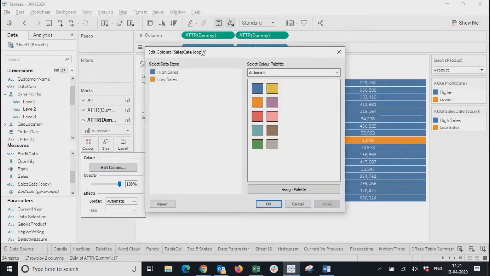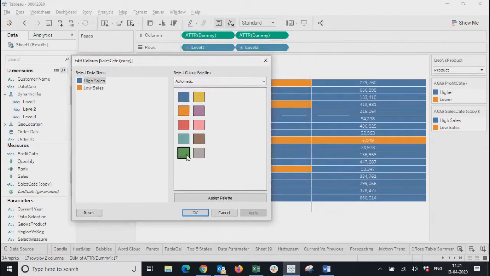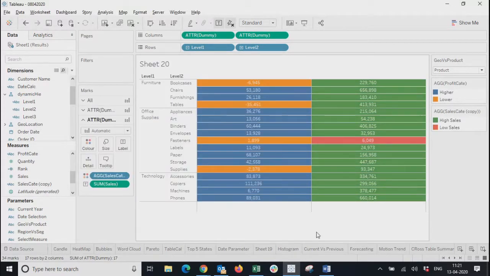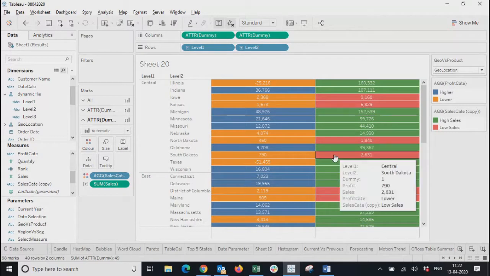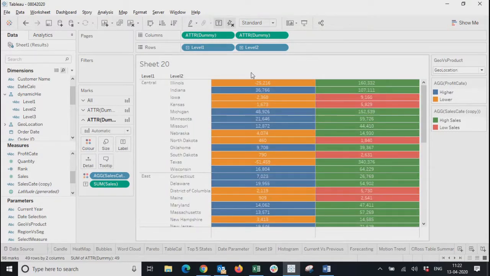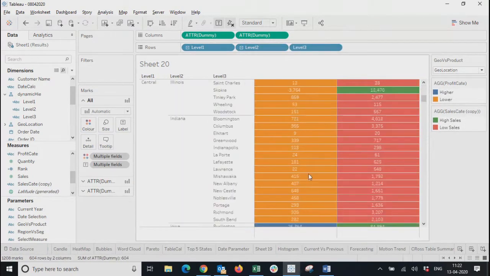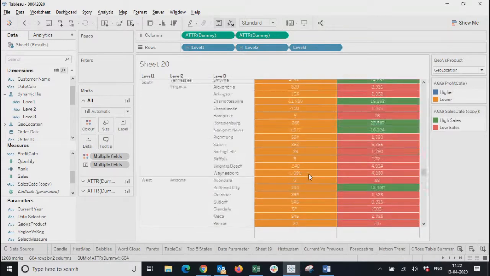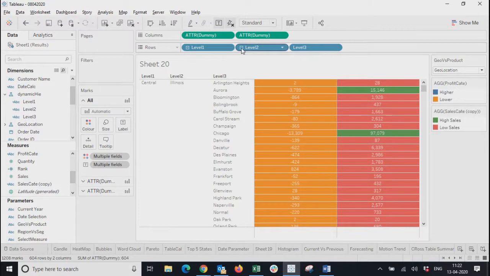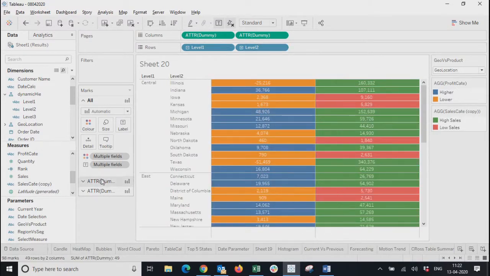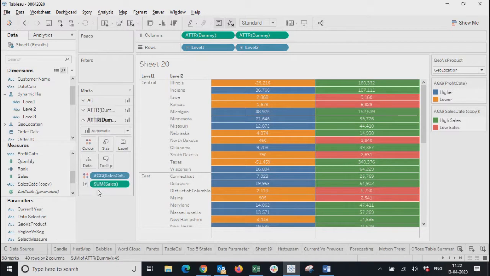And this time, if you wish, you can have different kind of color notation. So edit colors, high sales, maybe you can give green, low sales, maybe you can give red. So different color conditions for different measures as part of one table. It will be applicable as soon as you do any kind of changes or any level of hierarchy. Even for profit, you can change the colors if you wish.